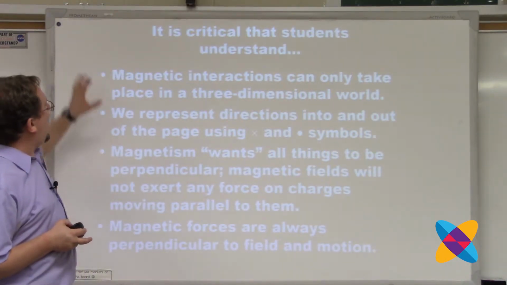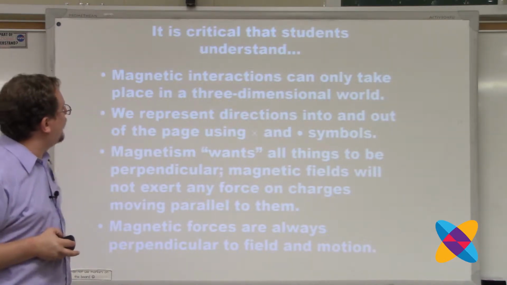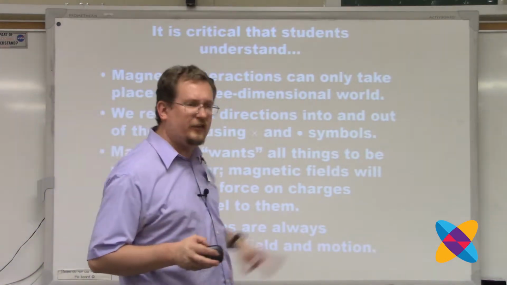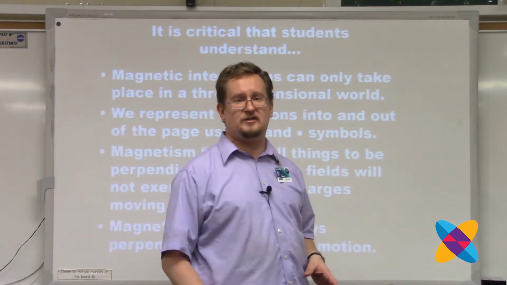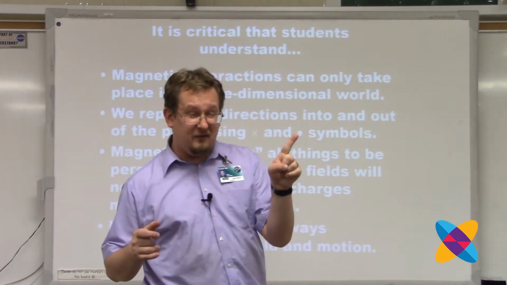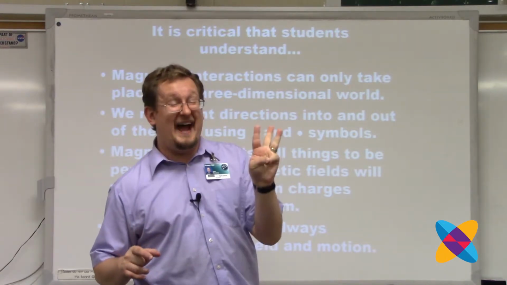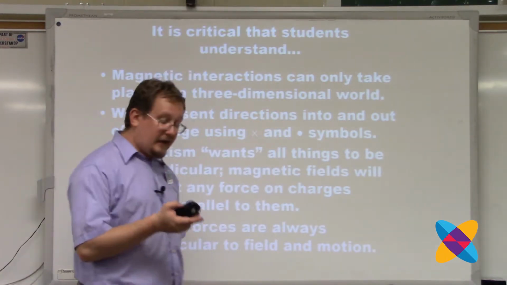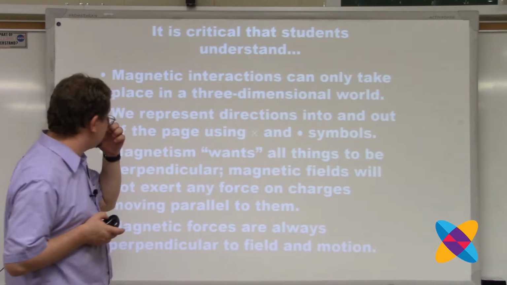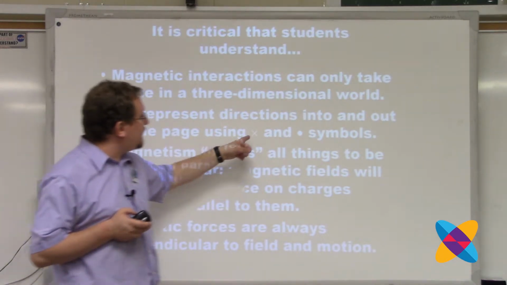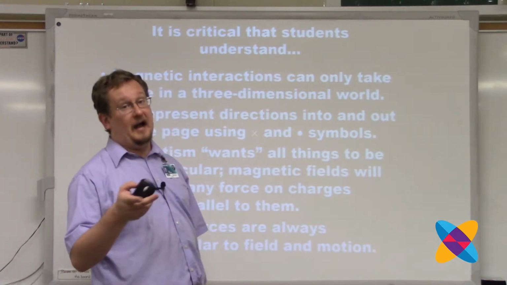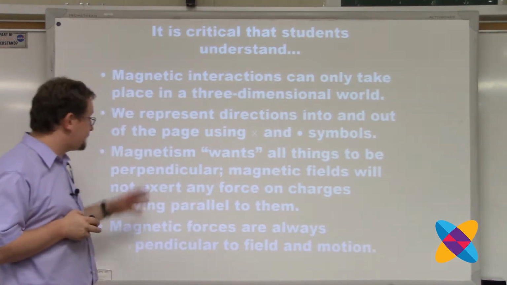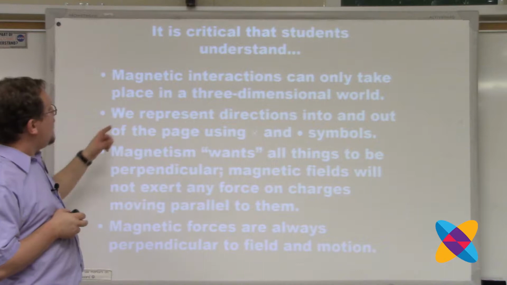Okay. It's also important that students know magnetic interactions can only take place in a three-dimensional world. We can't do magnetism in just two dimensions. We have to be able to talk about up and down, left and right, and into and out of the page. So because magnetism only takes place in three dimensions, we have to indicate arrows pointing into the page with a cross and arrows pointing out of the page with a dot. Make sure they understand that convention.